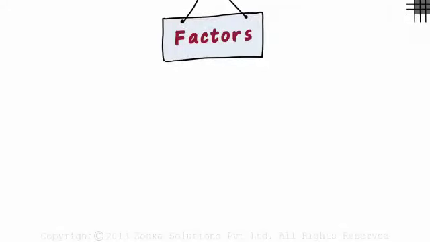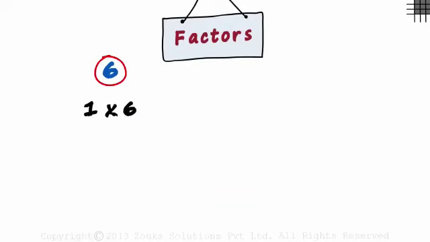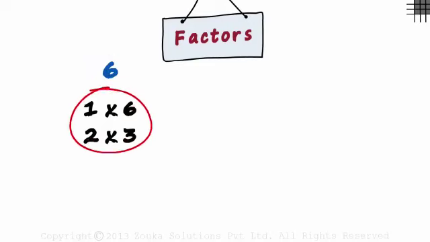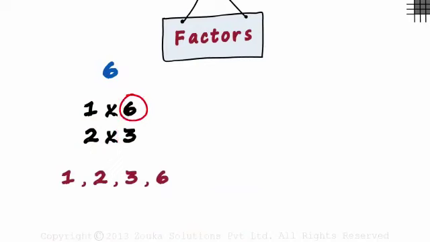How do we find the factors of the number 6? To find the factors of 6, ask yourself, how can we write 6 as a product of two numbers? We can write 6 as 1 multiplied by 6 and also 2 multiplied by 3. Is there any other combination you can think of? No, there isn't any. So the factors of 6 are these four numbers: 1, 2, 3 and 6.